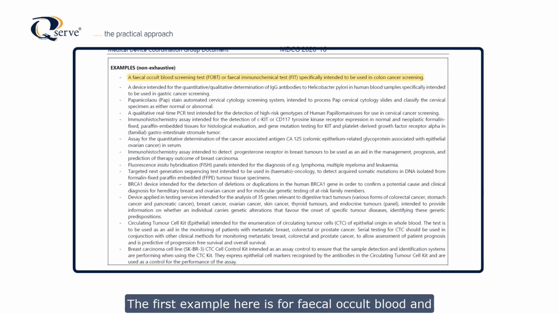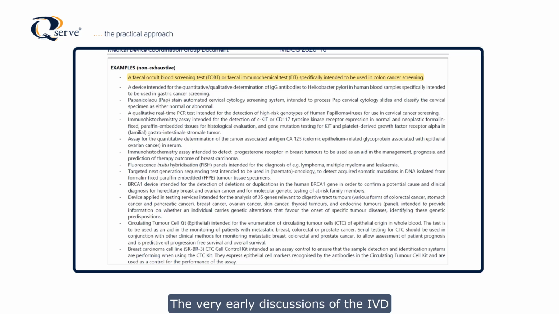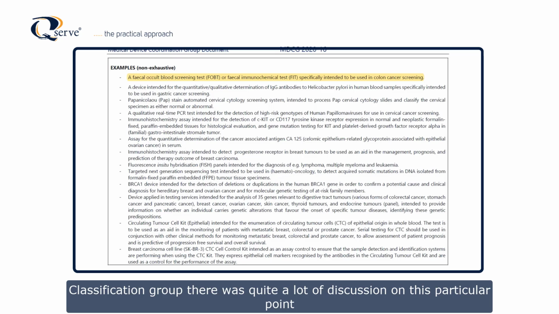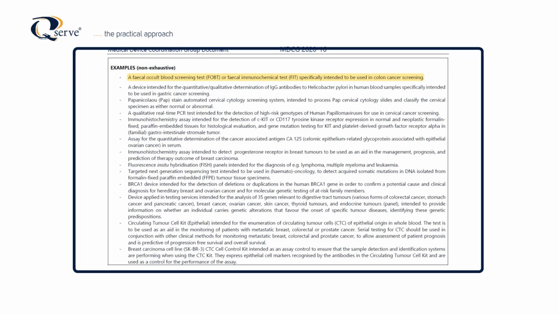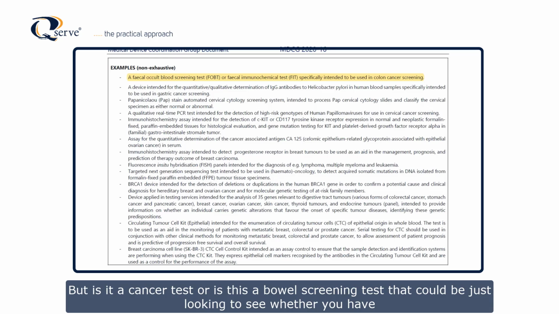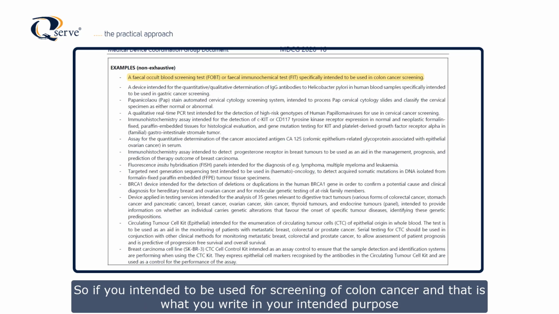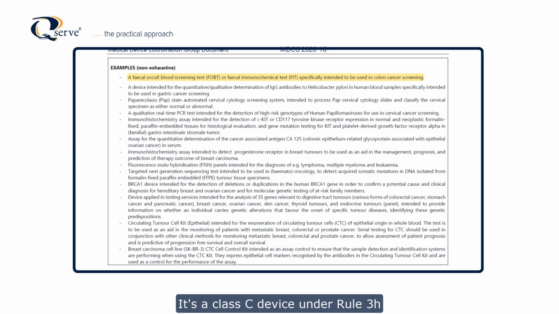The first example here is for fecal occult blood. In the very early discussions of the IVD classification group, there was quite a lot of discussion on this particular point, because fecal occult blood is a very simple test. It's looking for blood in feces. But is it a cancer test, or is it a bowel screening test that could be just looking to see whether you have piles or something much, much simpler and less malign? So if you intend it to be used for screening of colon cancer, and that's what you write in your intended purpose, it's a Class C device under Rule 3H.